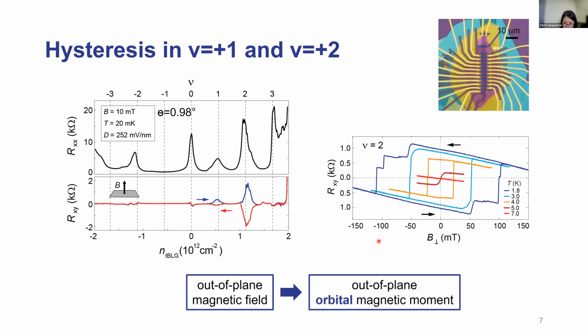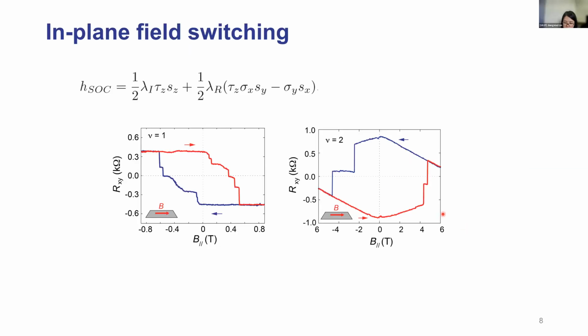When we fix the carrier density at +2, the perpendicular magnetic field also induces hysteresis switching here. This hysteresis loop shrinks and eventually disappears above 7 Kelvin. This perpendicular field-induced switching is because the magnetic field opposes the out-of-plane orbital magnetic moments. And since the tungsten diselenide has a relatively large band gap, it is insulating at low temperature. Thus, the influence on the twisted bilayer graphene comes from the proximity-induced spin orbit coupling.